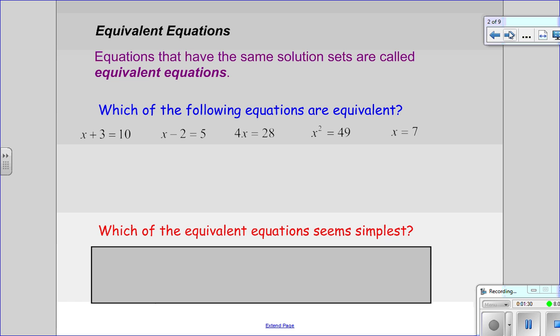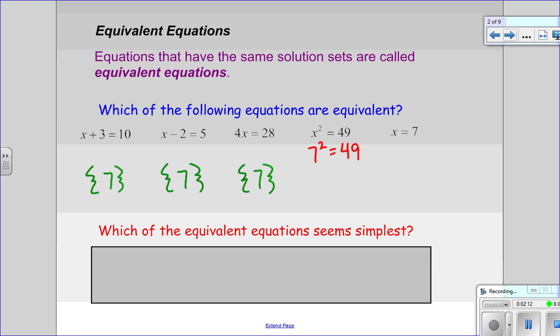To determine this, we must find the solution sets of each one of these equations. Our only solution to x plus 3 equals 10 is 7, because 7 plus 3 equals 10. Our solution for our next equation, again, is 7, because 7 minus 2 equals 5. For x equals 28, our solution is 7. For x squared equals 49, we see that our solution could be 7 again, because 7 squared equals 49.